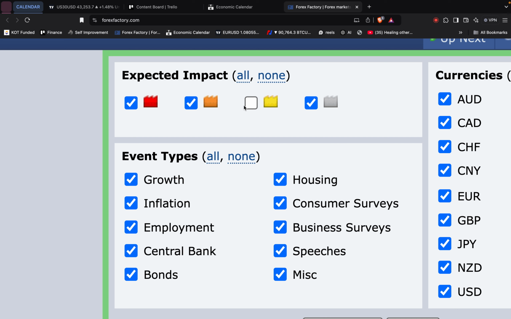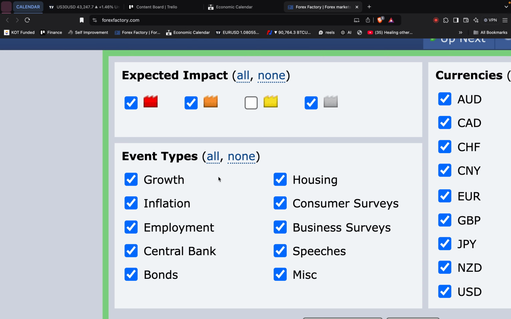Leave everything checked but the yellow, because the yellow is the lowest impactful news, and this isn't enough volatility for our trading strategy. If you trade smart money concepts, ICT, smart money, institutional, supply and demand, the supply and demand comes from the orange, red that you see, because we need actual demand and actual supply enough to move the market significantly so we can actually find setups.